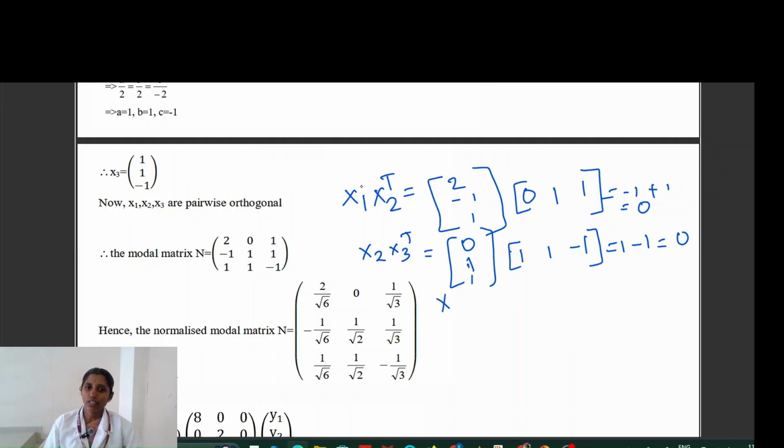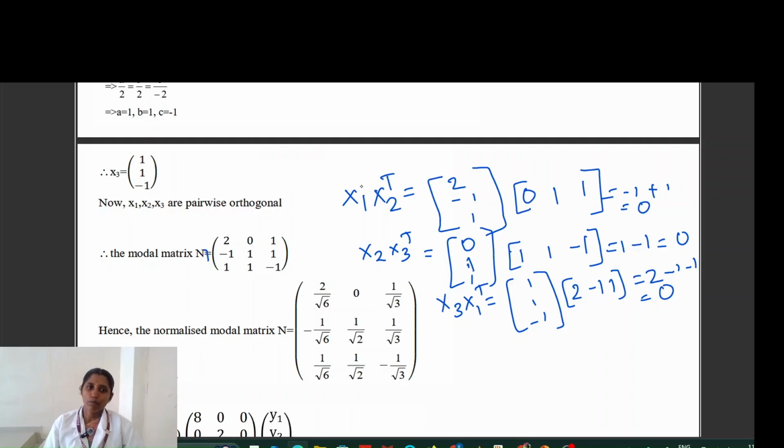Next we check x3, x1. x3 vector is 1, 1, minus 1. x1 transpose is 2, minus 1, 1. 1 into 2, 2, 1 into minus 1, minus 1, minus 1 into 1, minus 1. So we get 0. So all three vectors are pairwise orthogonal. x1 x2 transpose, x2 x3 transpose, x3 x1 transpose are 0. So x1, x2, x3 are pairwise orthogonal.